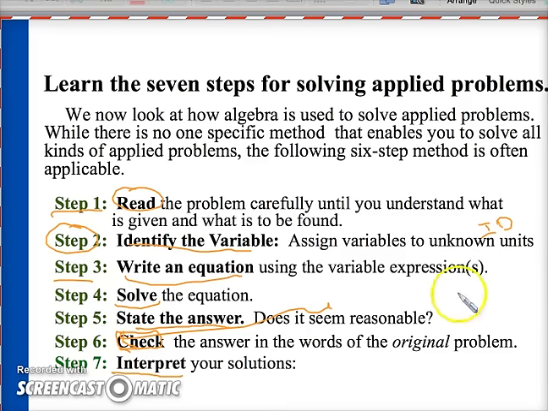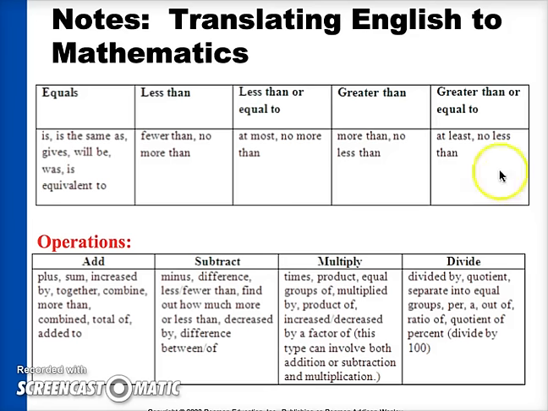Okay? Take a look at step 1 here. Take a look at an example here. Here we go. There it is.